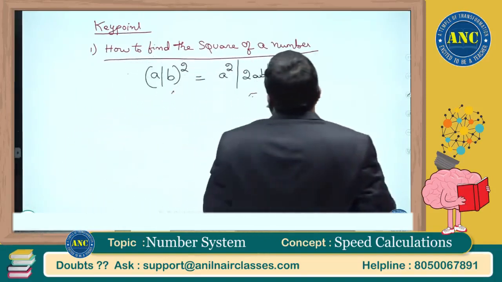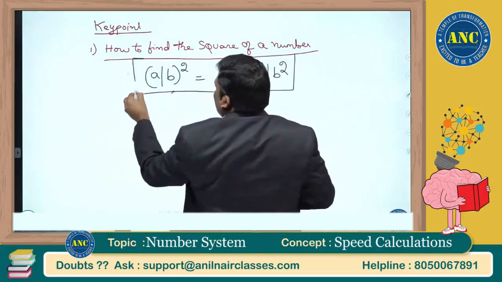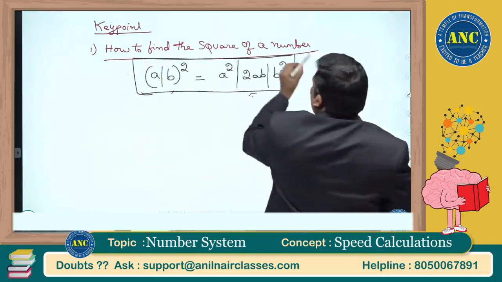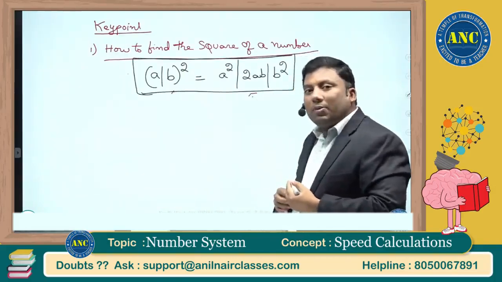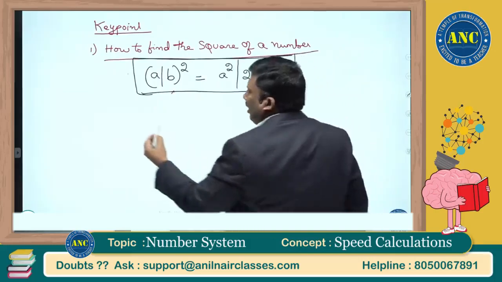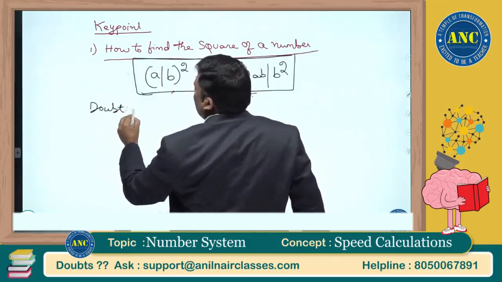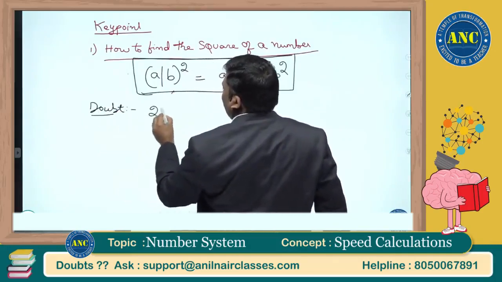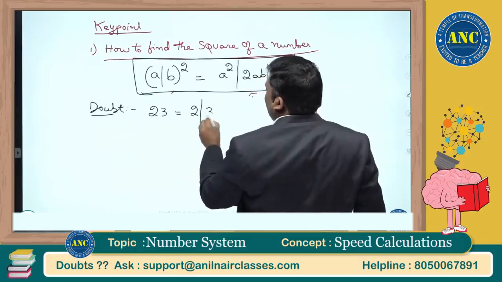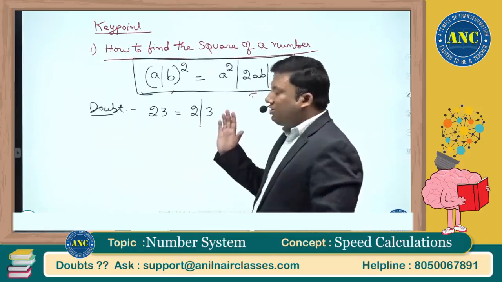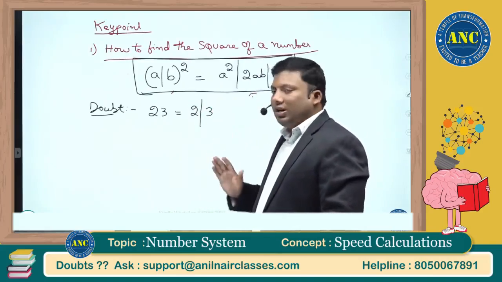How to find the square of a number. We are using (a plus b) whole square, which is a square plus 2ab plus b square. The first doubt a student might get is, what is this slash? Suppose 23 is there. If I write a slash before the tens place, or after the units place, the slash is after the units place or before the tens place.